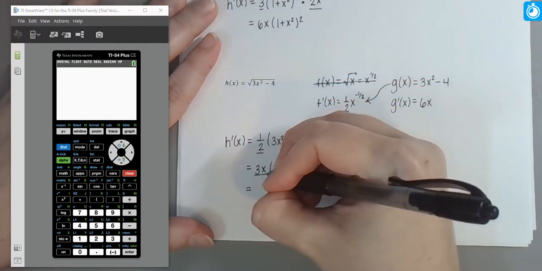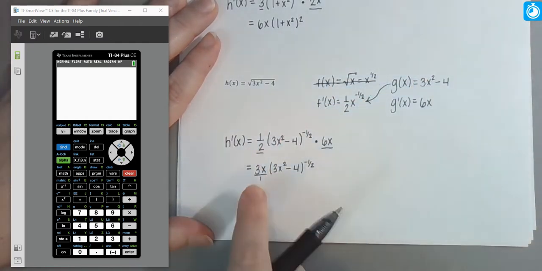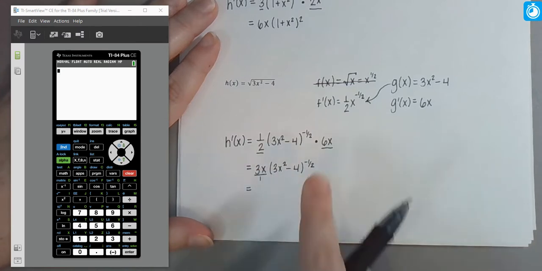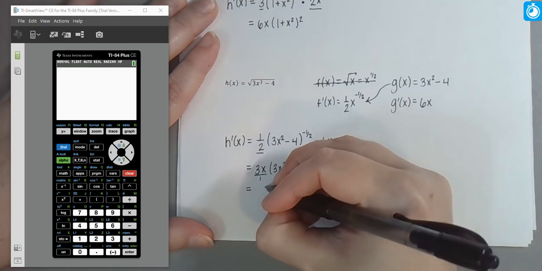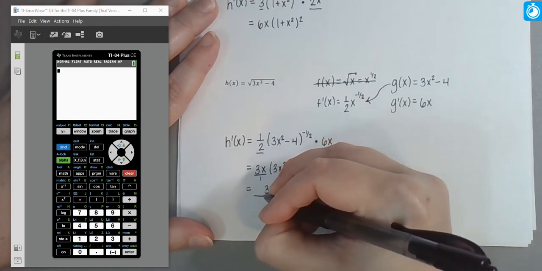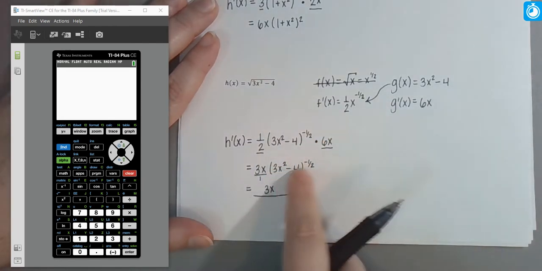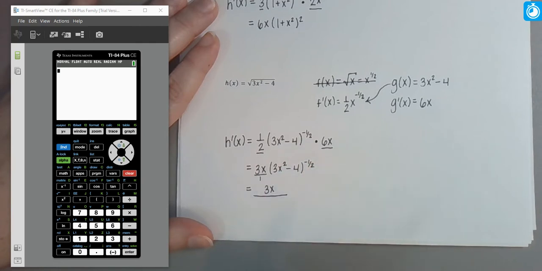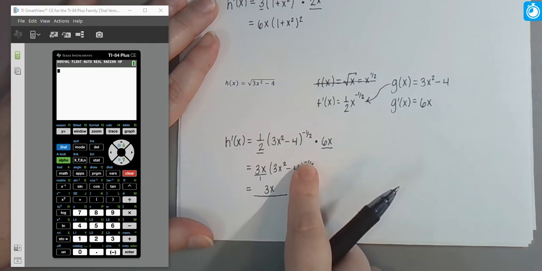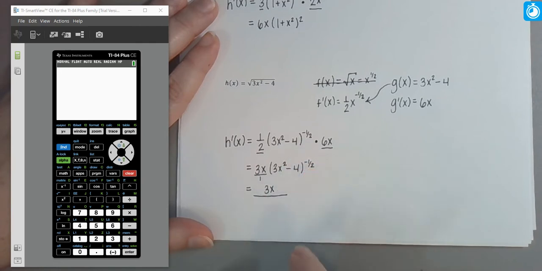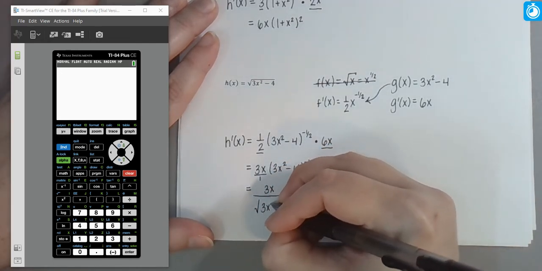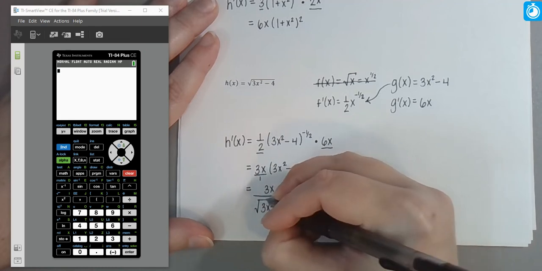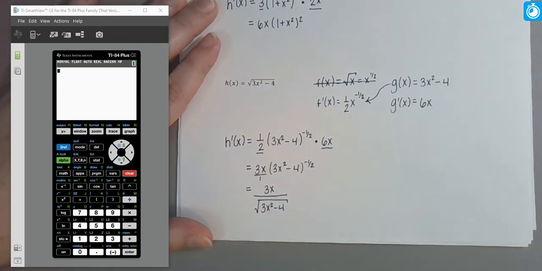You can think of the 3x as 3x over 1, which means it's going to stay in the numerator. Again, the exponent does not apply to this. It's going to stay in the numerator. What's going to end up in the denominator is this expression to which this exponent applies. So the denominator, because of the negative, and it becomes a square root because of that exponent of 1/2. So square root of 3x squared minus 4. And that's going to be our derivative.